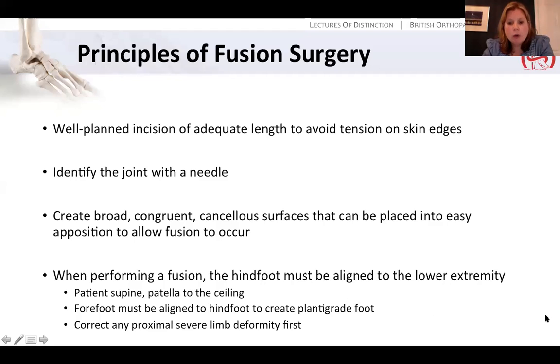Again, when you're talking about alignment in the foot, whatever fusion surgery you do, you need to make sure that the foot is aligned to the lower limb. The best way to do that is to have the patient supine, with the patella facing the ceiling, and the forefoot needs to be aligned to the hindfoot. You need to always correct any proximal, very severe deformity first before you start affecting the foot. So you just need to be mindful, if you're correcting deformity, what position your leg is lying in and how you're aligning all of the joints more distally.